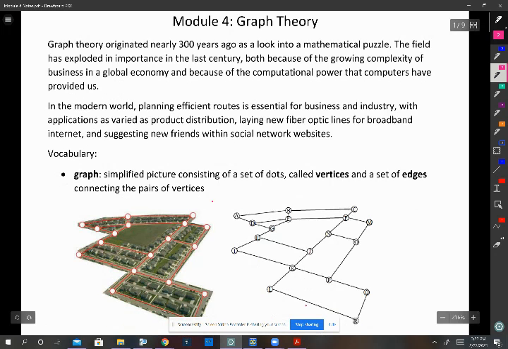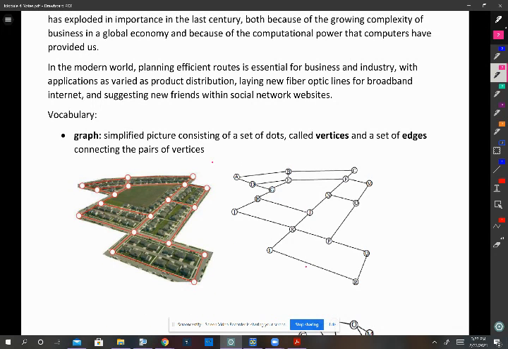The first thing is a graph. Normally when we think of a graph, we think of a coordinate plane, with dots in that coordinate plane connected to create some type of function. In this case, when we look at graph theory, a graph really just consists of dots and edges, and they connect each other. An edge is connected to a point, and that's called a vertex. So it's not a normal graph.